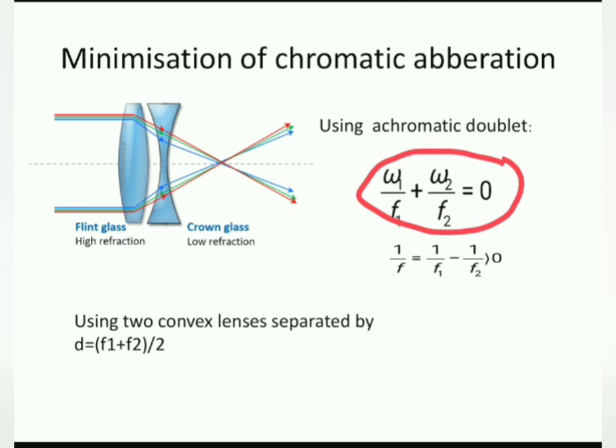But while choosing F1 and F2, take care the equivalent focal length should be positive. That means this combination of two lenses should behave as a convex lens. So for that, F2, the focal length of the concave lens, must be greater than the magnitude of the focal length of the convex lens. One more way to minimize the chromatic aberration is by using two convex lenses separated by a distance of F1 plus F2 by 2. To minimize spherical aberration, it should be F1 minus F2. To minimize chromatic aberration, it should be F1 plus F2 divided by 2.